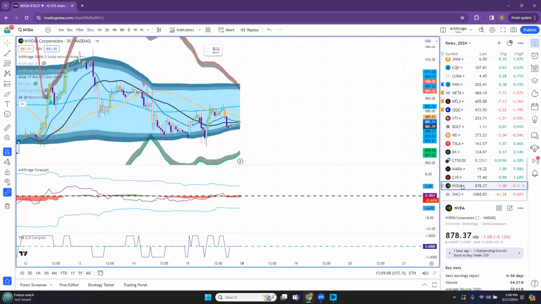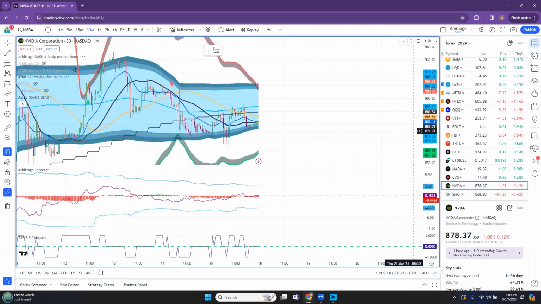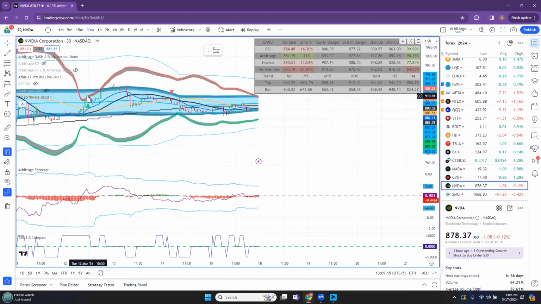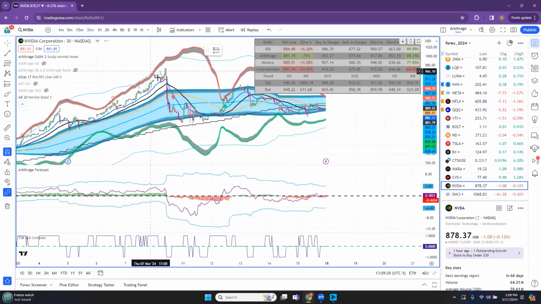Looking at NVIDIA, NVIDIA is doing something very similar. We touched our trend top on our 30-minute time frame at about 9:10 on March the 12th.